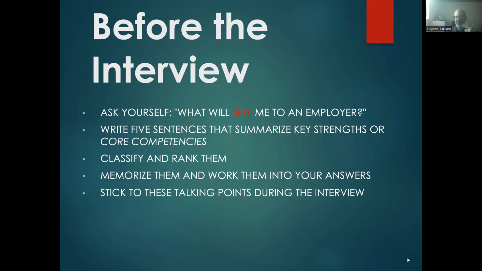Also, it's a very good idea to be able to reword those sentences. You don't want to keep repeating the same sentences. You basically want 5 ideas that show that you are a great potential employee, and you should be able to say them in different words, so you're not just repeating yourself.